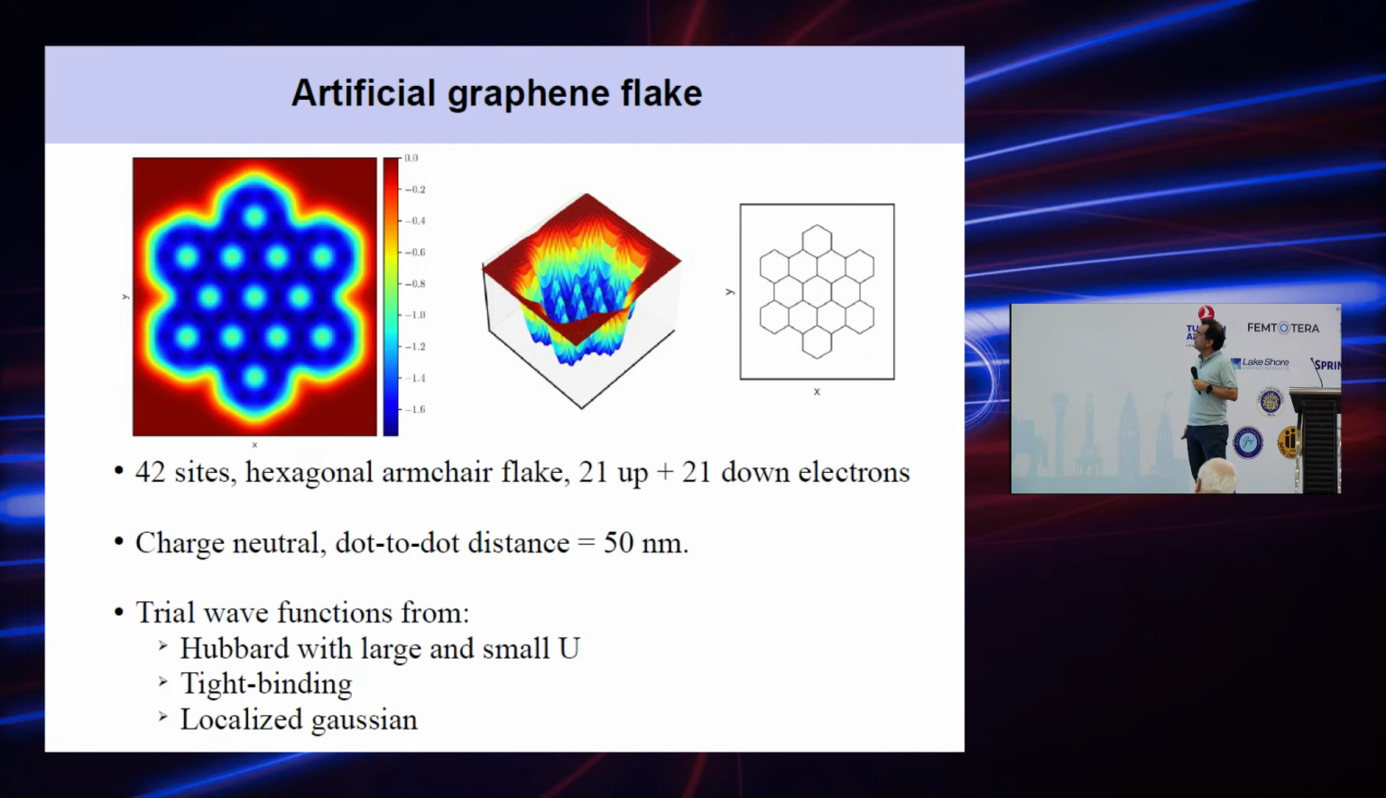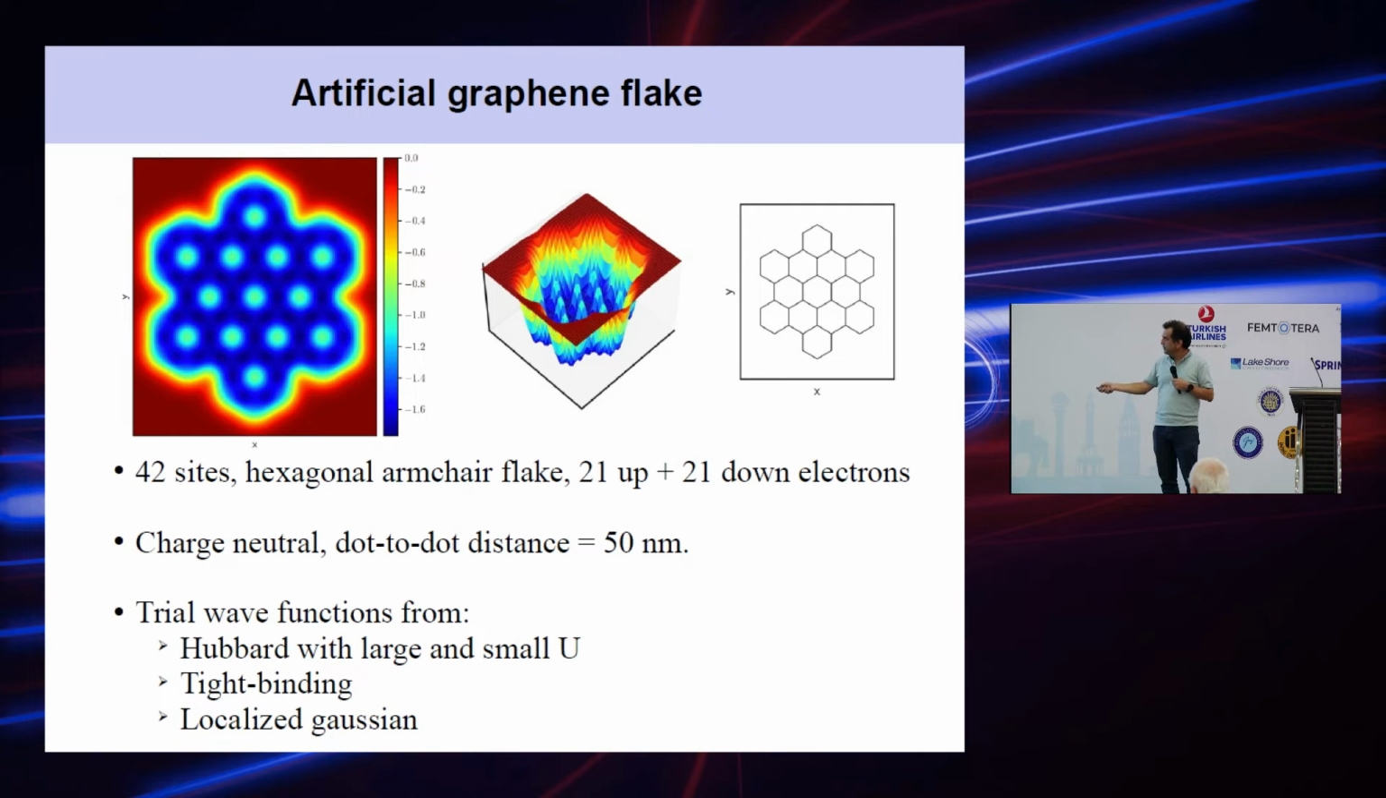So this is actually our model system. We have a flake of 42 sites. It's a hexagonal armchair flake. We put 21 up, 21 down electrons, consistent with Lieb's theorem. And the potential depth is tuned so that the system is charge neutral. And the dot-to-dot distance, again, is fixed to 50 nanometers.